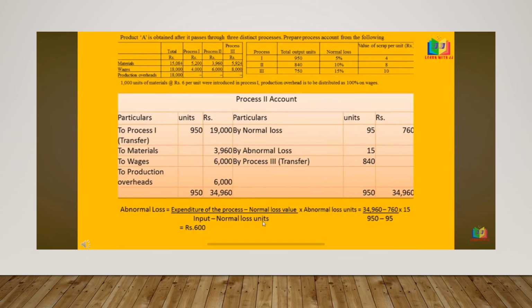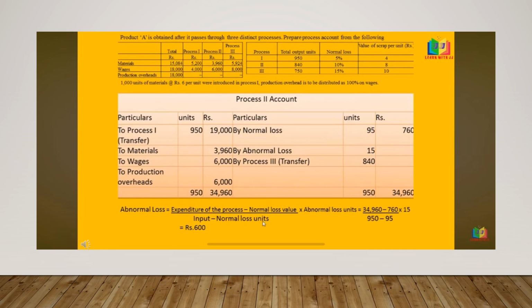Now if we total this, we get 950 units and 34,960 in the amount column. But here in the question again, it is given as 840 units, which is to be transferred to process 3. But we get 840 and an extra 15 units. So that 15 units is considered as the abnormal loss. So we transfer it to by abnormal loss account 15 units, and by process 3 account, as said, 840 again.